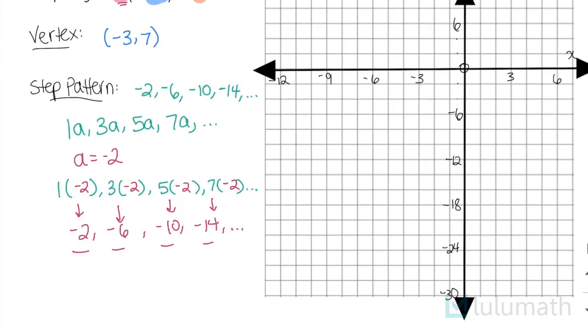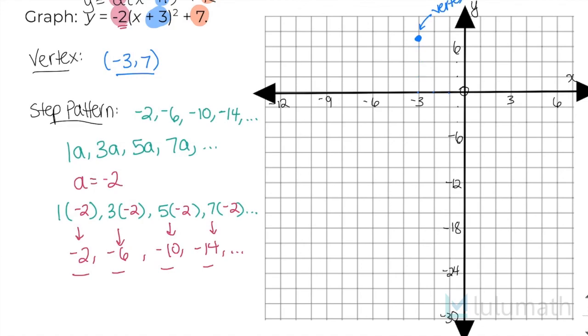Now I'll go ahead and graph out my vertex, which is at -3, 7. So I'll go to the left by 3 and up by 7. So here's 2, 4, 6, and then 7 right here. This point right here is my vertex. I will draw in my line of symmetry, and then I will do my step pattern.